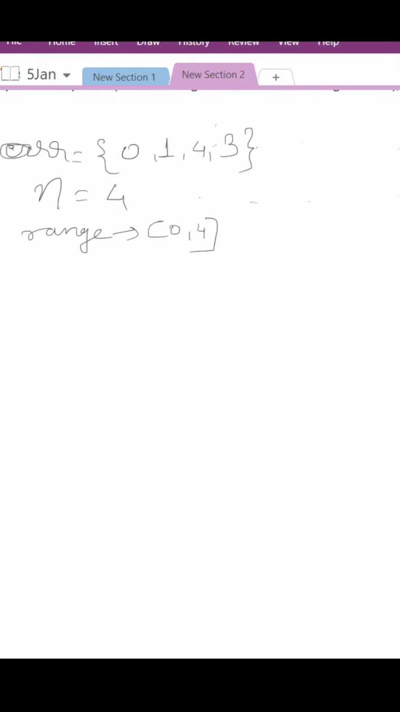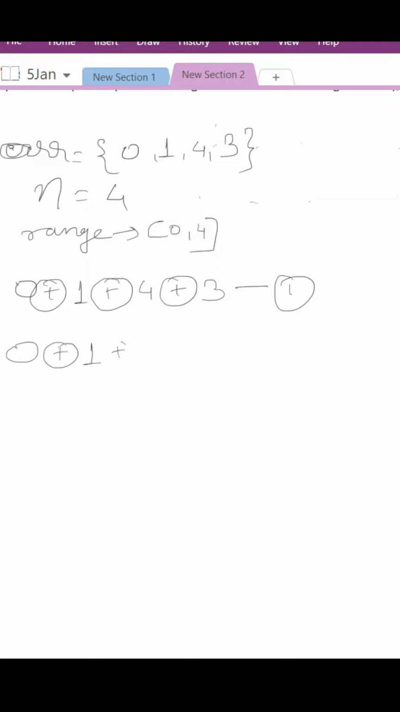So we have been given an array 0, 1, 4, 3, n equals to 4 and range is from 0 to 4. So first we need to calculate the XOR of all the numbers present in the given array. So this is the XOR of all the numbers present in the given array. Next we need to calculate XOR of all the numbers in the range 0 to n. So this is the XOR of all the numbers present in the range 0 to n. And final step is to XOR both the things together. Now we need to calculate XOR of these two.